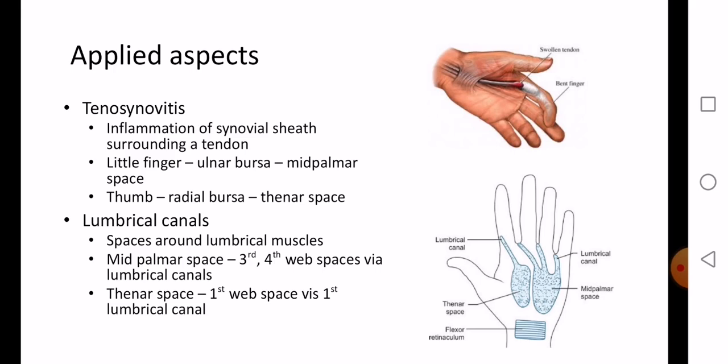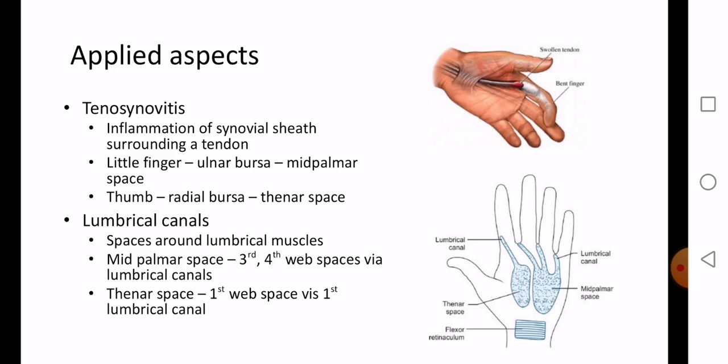Now the applied aspects. Earlier we said trigger finger, that is a localized thickening of the tendon. Now if instead of the tendon, the synovial sheath is involved, the effect is the same, that is flexion of the fingers and inability to extend, but the pathology is different. There it was the tendon that had a localized swelling. Here it is the synovial sheath that is inflamed. When the synovial sheath is inflamed, it is called tenosynovitis.